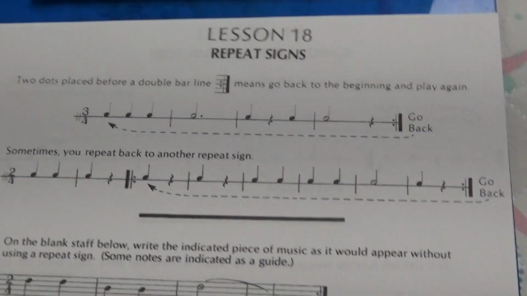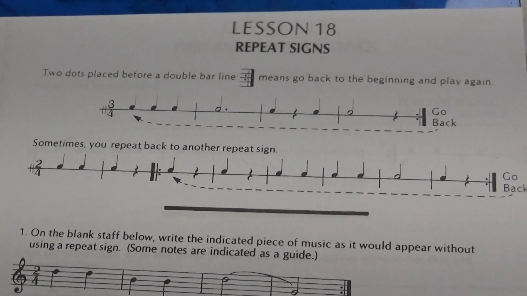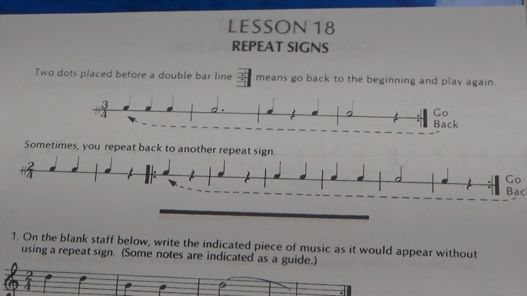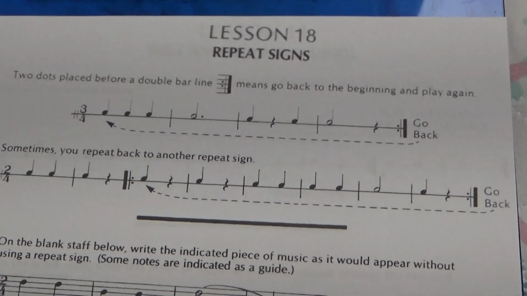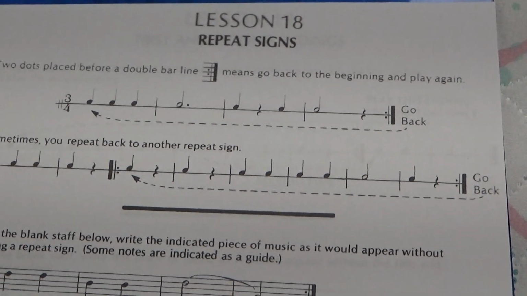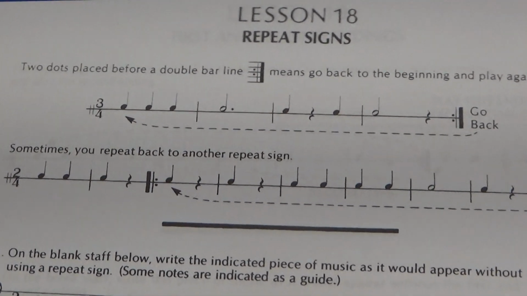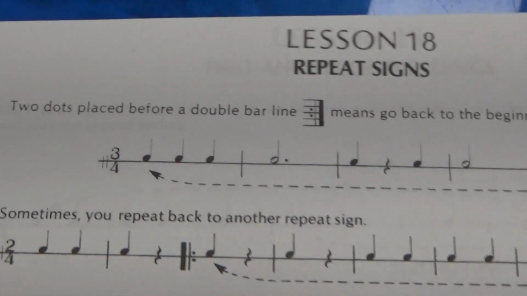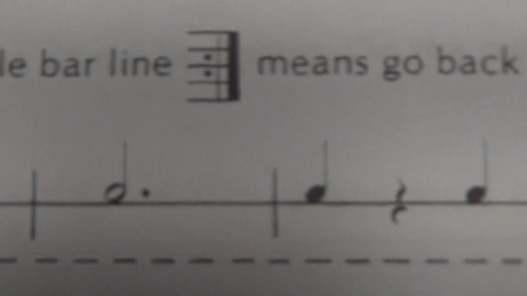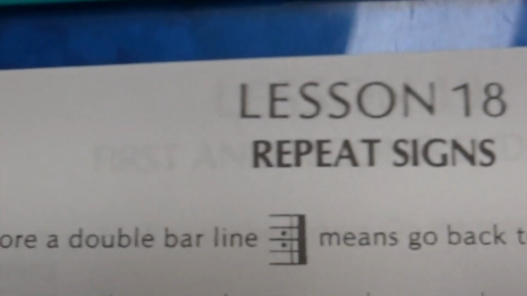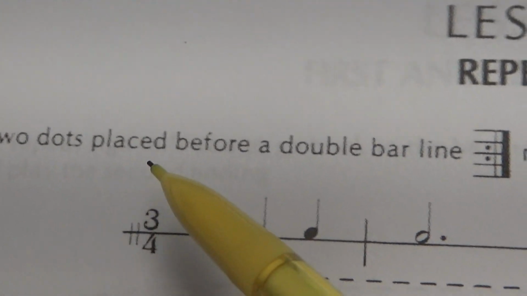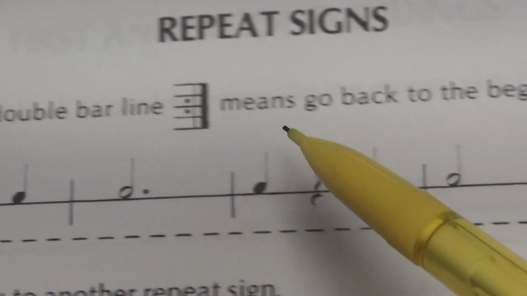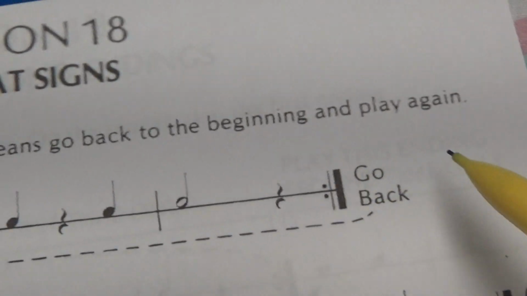Hello everyone, so here is Rhythm Notation Reading Part 6. And today we're covering the concept of the repeat sign. This is often needed when you are reading rhythm notes. So you see these two dots with the two lines here. Two dots placed before a double bar line means go back to the beginning and play again.